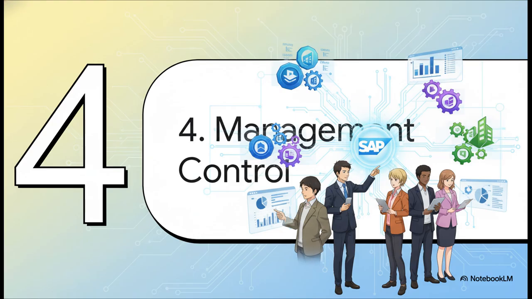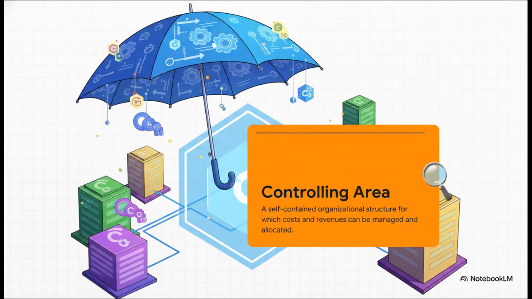Okay, let's zoom out a little. Most companies aren't just one single legal entity, right? They're usually a collection of them. So how do you manage costs and track performance across all these different company codes? Well, that is the job of the controlling area. You should think of it as a big management umbrella. It's the main organizational unit for all your cost accounting, and its most important feature is that it can hold more than one company code under it.